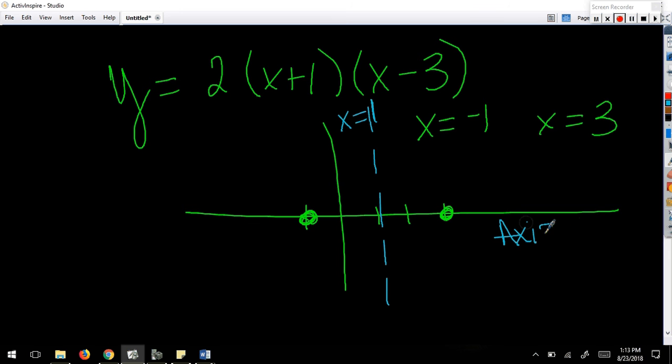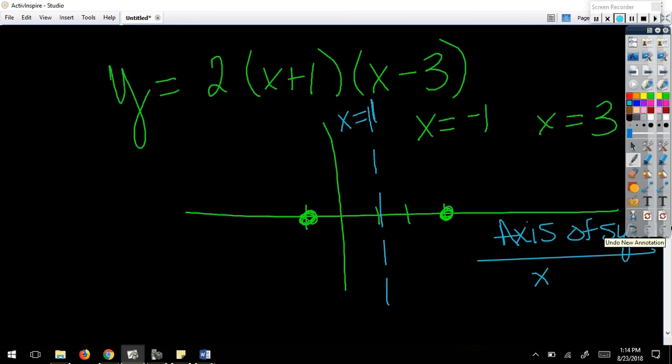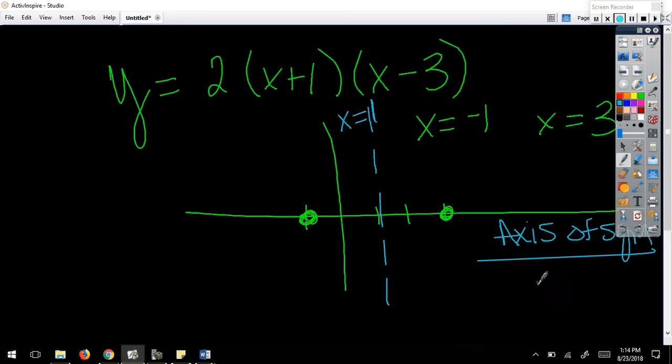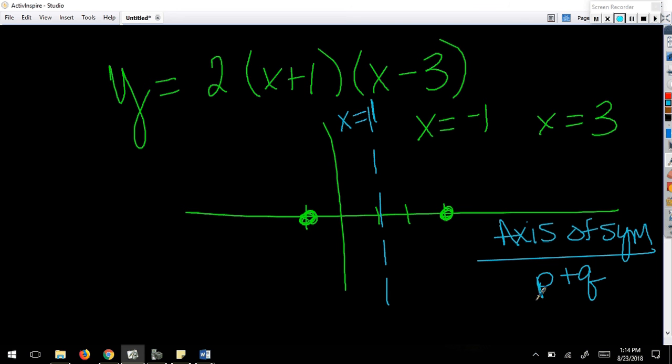Just so you know what we did, if the numbers are too hard to count, like you have fractions and things in there, then what you're going to do is add them together and divide by 2.